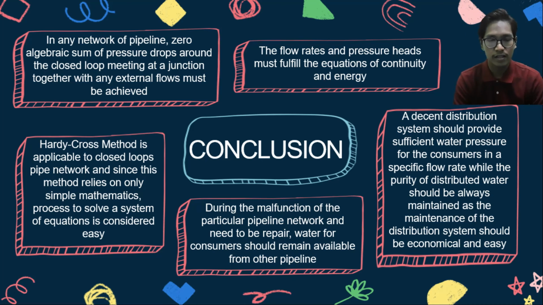A decent distribution system should provide sufficient water pressure for the consumers at a specific flow rate, while the purity of distributed water should always be maintained, and the maintenance of the distribution system should be economical and easy. Not only should there be enough pressure to meet consumer needs, the pressure should also not be excessive, to avoid pressure leakage and save costs. In addition, during a malfunction of a particular pipeline network that needs to be repaired, water for consumers should remain available from other pipelines and can be distributed without any big problem.